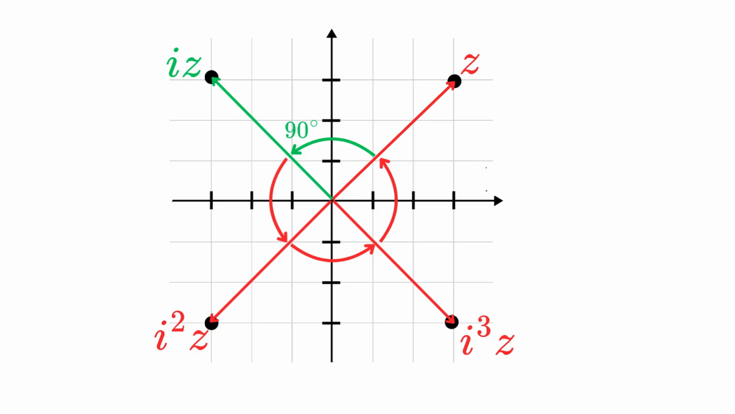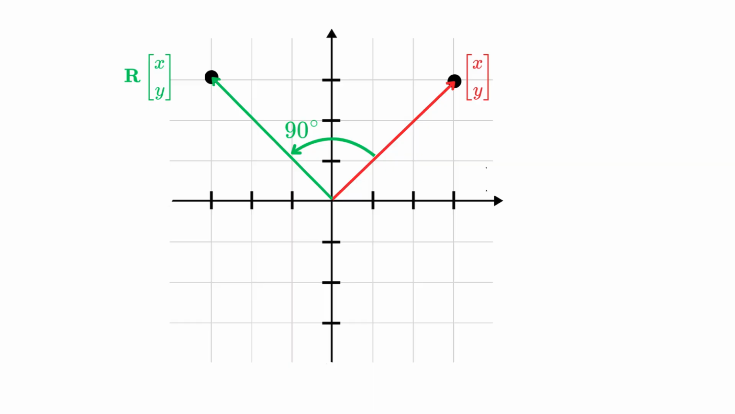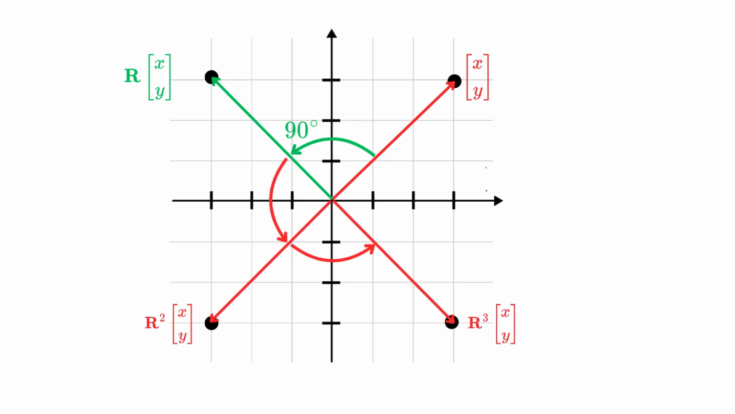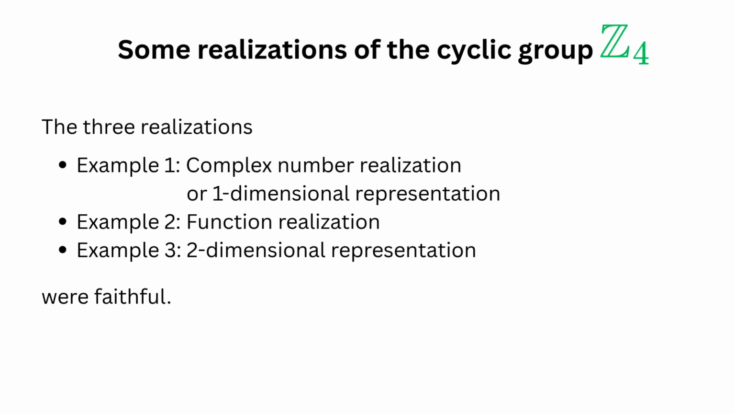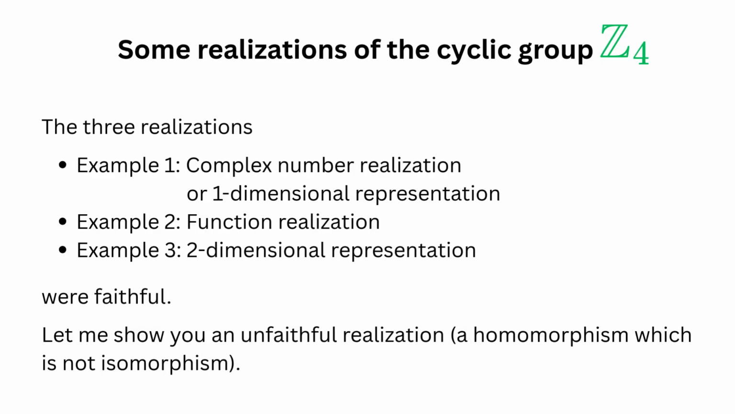In example 3, the 2-dimensional representation of Z4, the matrix R rotates the points of a plane by 90 degrees when Cartesian coordinates are used. Hence, the third realization represents the rotations of the points of a plane by 0, 90, 180, 270, and 360 degrees when the points are written in Cartesian coordinates. All 3 realizations of the abstract cyclic group, Z4, which were given previously, are faithful.